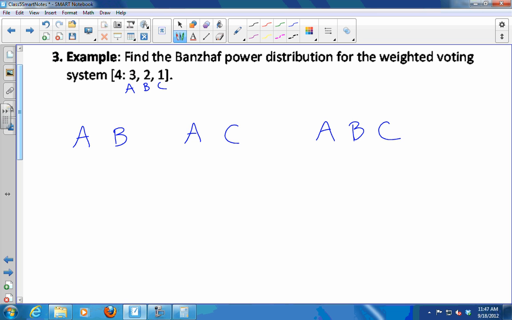All right, so for A and B, who's critical? Both. If either A or B left the coalition, the remaining member would not have enough votes to reach 4. So they're both critical. Neither one can leave. How about A and C? Both critical. Neither one can leave. A, B, and C?